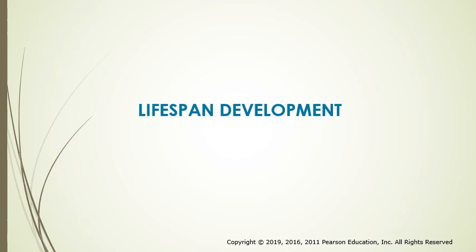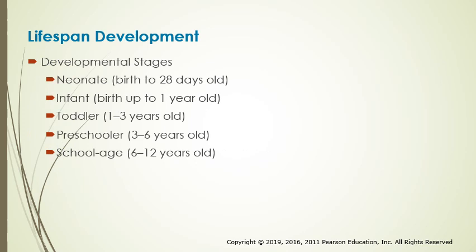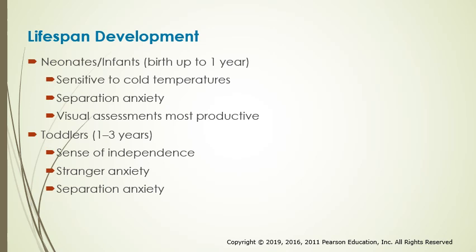Lifespan and development. The biological is our physical body, cognitive is our mind, and psychosocial is how we interact with our surroundings. So here's a list of the different stages of life, all the way up to end of life. Let's go into more detail here.